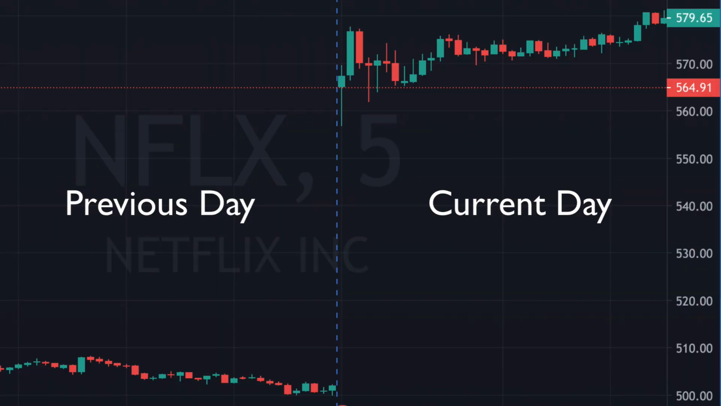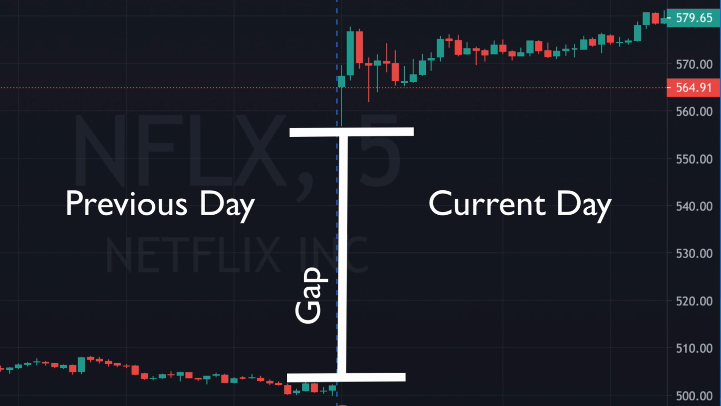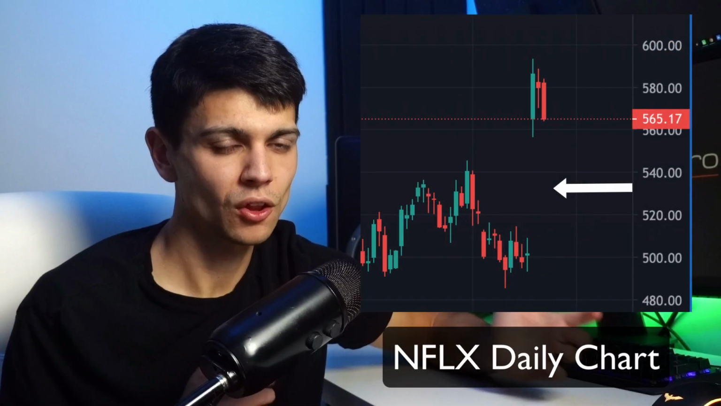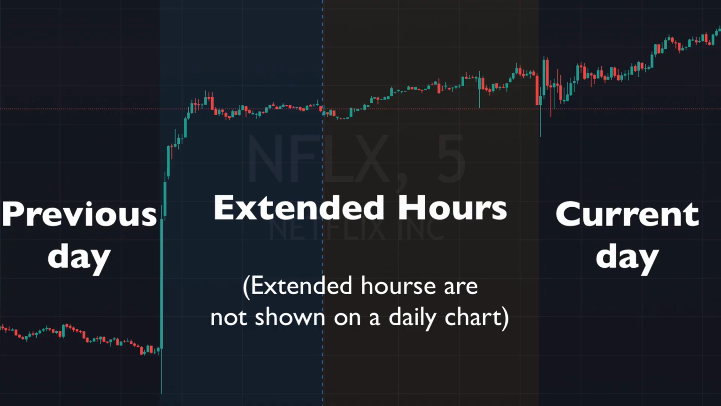A gap is simply the difference between the close of the previous day and the open of the current day. Sometimes these gaps can be quite large. It's sometimes hard to see the gaps on an intraday chart, and you usually can't see the gaps if you have extended hours on. The place to look though is the daily chart. Although it should be visible on an intraday chart or below a daily chart with extended hours turned off.